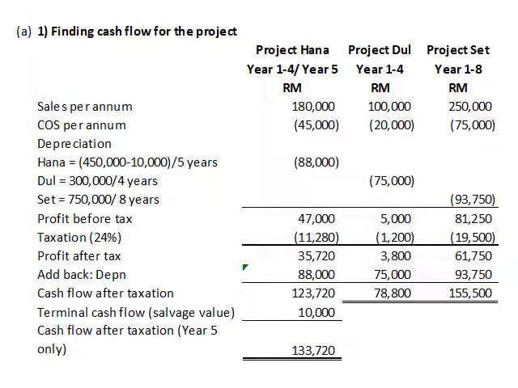So first, we're going to find the cash flow for the project. Since we have 3 projects, we do all 3 together in columns, it will be faster than doing one by one, because the particulars right here are the same. Alright, so for sales per annum, for Project Hana, year 1, year 4 and year 5, you will get 180. So you just put it. This one comes from your question.